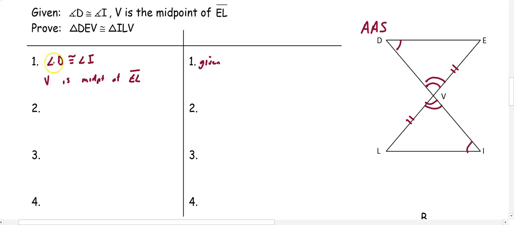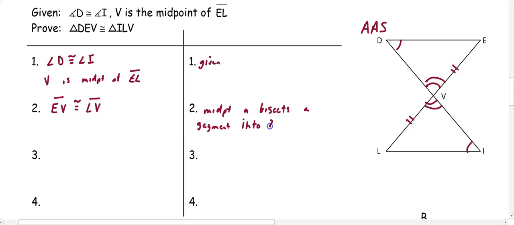Now, angle D is congruent to angle I. We can't do anything else with it. So step 2, we want to use something with the midpoint. Well, remember, the midpoint bisects the segment, so we can say that EV is congruent to LV, and our reason then is explaining the midpoint. So a midpoint bisects a segment into two congruent parts.